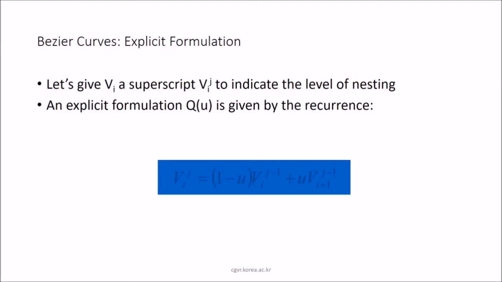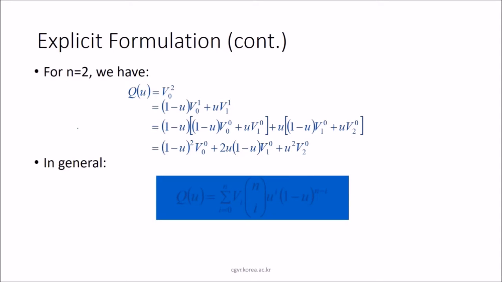Let us see the explicit formulation of the Bezier curve. Let us give the V_i a superscript j, V_i^j, to indicate the level of nesting. So an explicit formulation of Q(u), what we have seen earlier, will be given by the recurrence V_i^j equals (1 minus u) V_i^{j-1} plus u V_{i+1}^{j-1}. For n equal to 2, if we replace n equal to 2 in the previous expression, V_0^2 will be nothing but (1 minus u) V_0^1 plus u V_1^1. You know that this can be written like this by the previous explanation, and finally you will get this value.